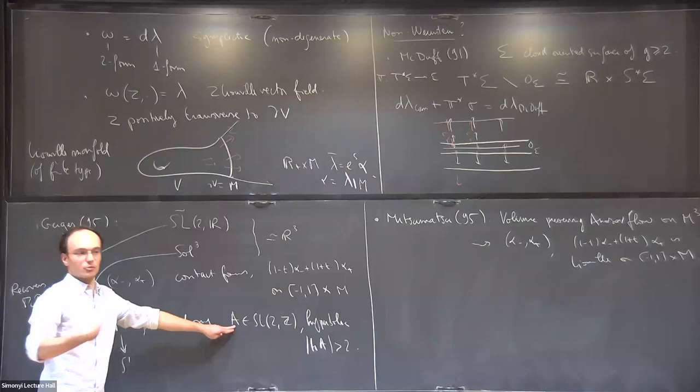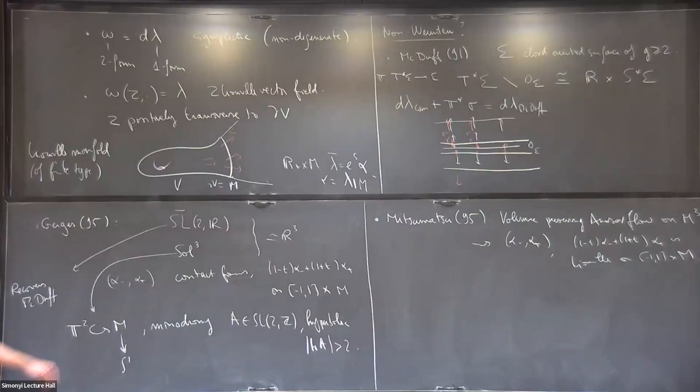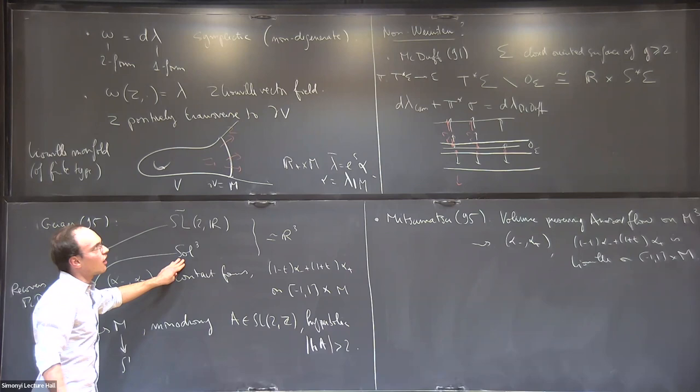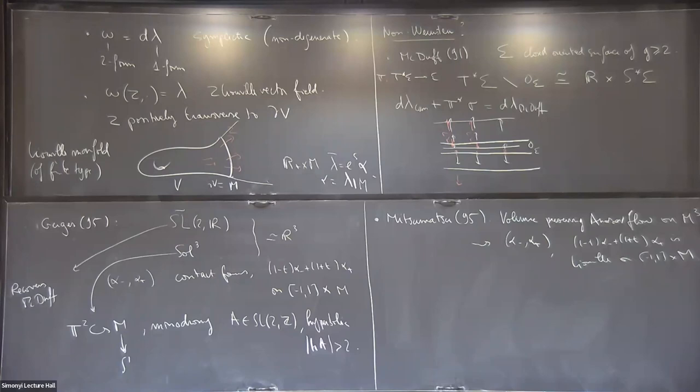What is the second group? Sol3, that corresponds to Sol geometry, I guess. So it's some kind of semi-direct product of R2 with R, I believe. I don't remember the exact formula, but it's something fairly simple.